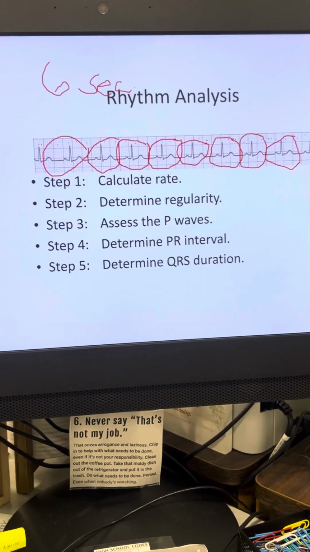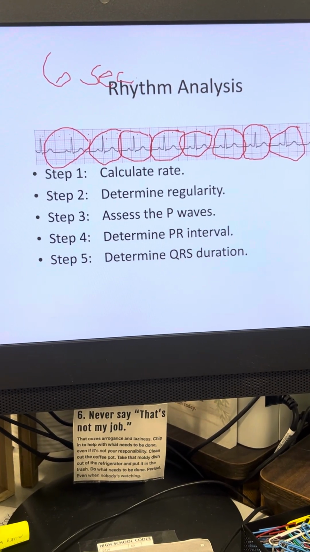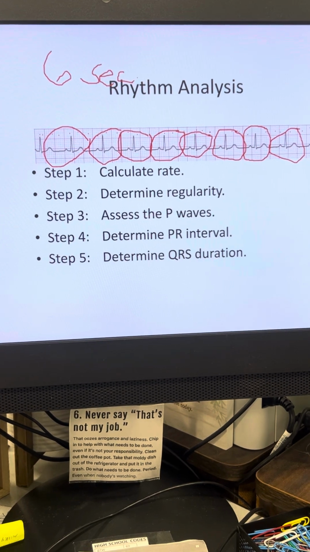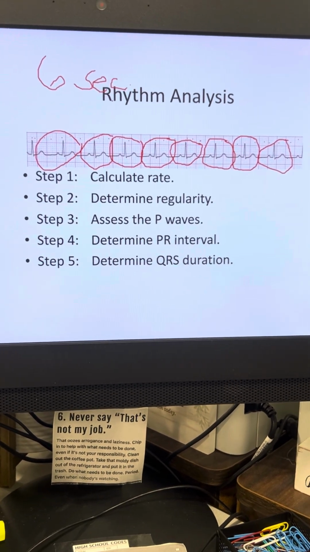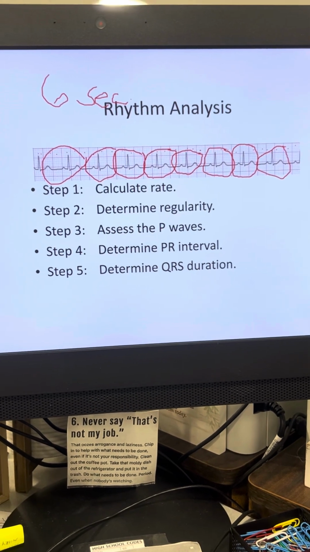I can't count the other one because guess what, y'all? I can't see it all. Okay, I have to be able to see the whole thing. And remember, a complete cardiac cycle is the P wave, the QRS complex, and the T wave. I have to be able to see all 3 items to count it as a complete cardiac cycle.